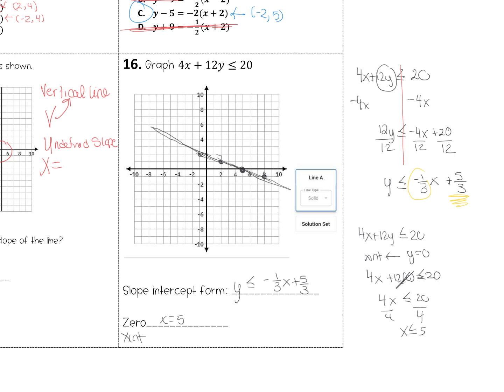And I'm going to leave my line, sorry for the horrible drawing, as a solid line because I have the equal to right here on the bottom. And then remember, you have to click solution set, and then you have to tell it where you want to shade. Right here, this says y is less than. So less means down, so you would shade everything underneath. If you don't shade, it will mark your problem wrong.